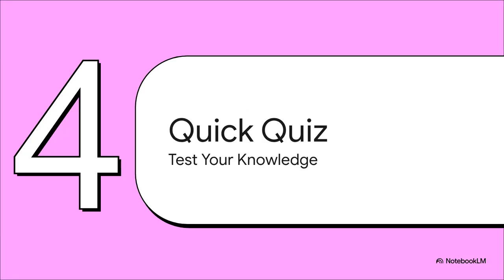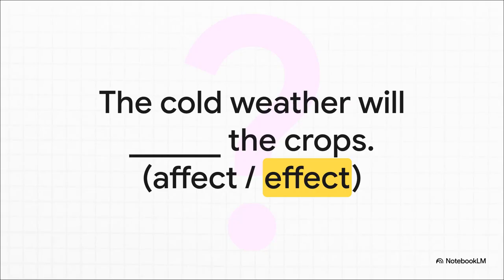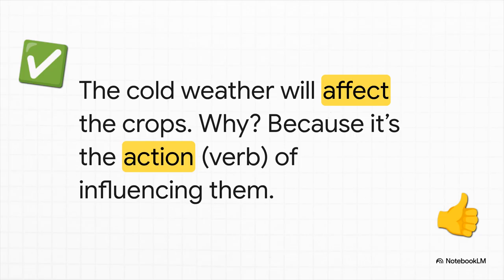All right, you've seen the rules, you've seen the examples. Let's put that new knowledge to the test with a super quick quiz. No pressure, you've totally got this. So, what do you think? The cold weather will blank the crops. Are we talking about an action here or a result? Yes, it's affect. The weather is doing something. It's performing an action on the crops. A for action. You got it.